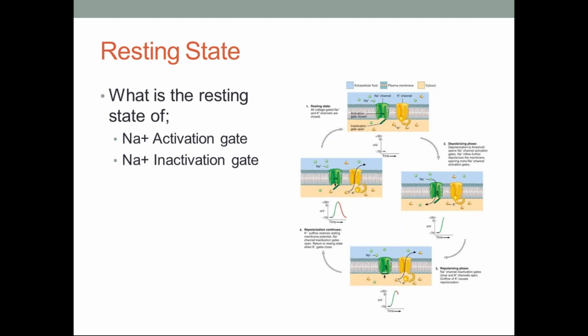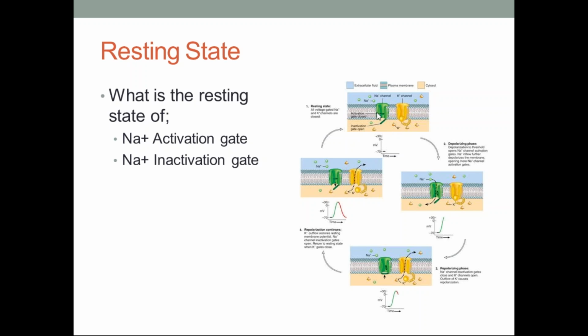Sorry, no, not open. Sodium activation gate at rest, it's closed, right. So look at the picture here. Resting state: all voltage-gated sodium and potassium channels are closed. We can see the activation gate in this picture closed. Hey, sorry, I fell for it too. You had me convinced for 2 seconds. So the inactivation gate at rest is open.